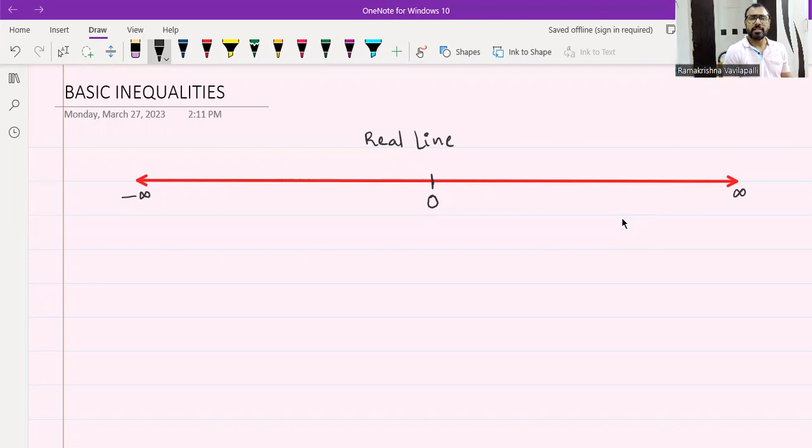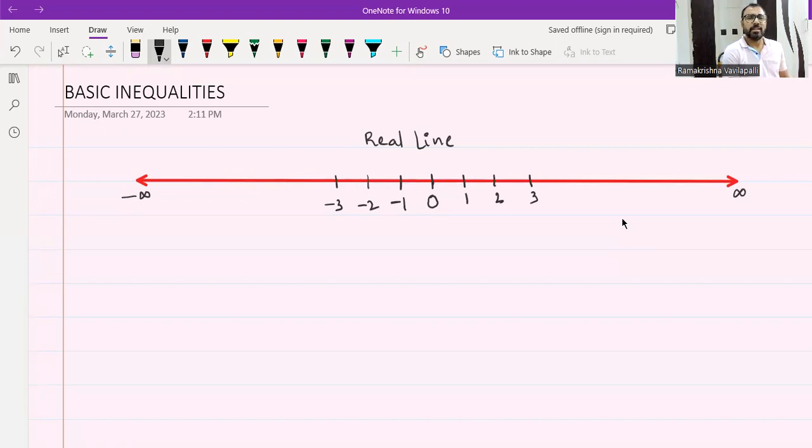Now the middle one is 0. The numbers which lie to the right side of 0 are all positive, and the numbers which lie to the left side of 0 are all negative. I'm just plotting a few numbers, 1, 2, 3, and to the left of 0, we write -1, -2, -3. Of course, there are rational as well as irrational numbers infinitely.